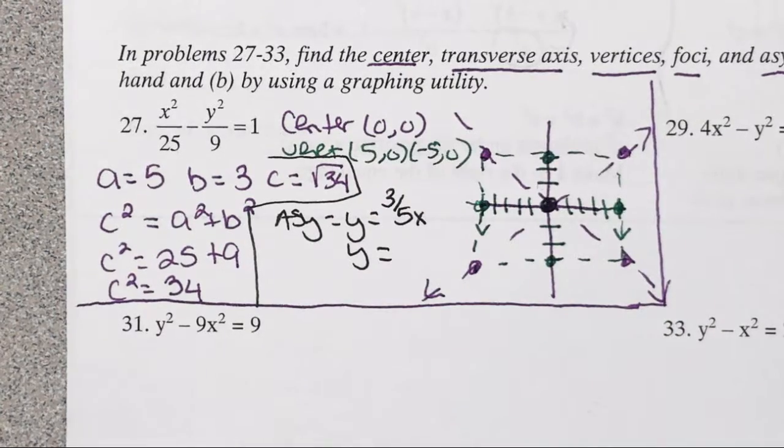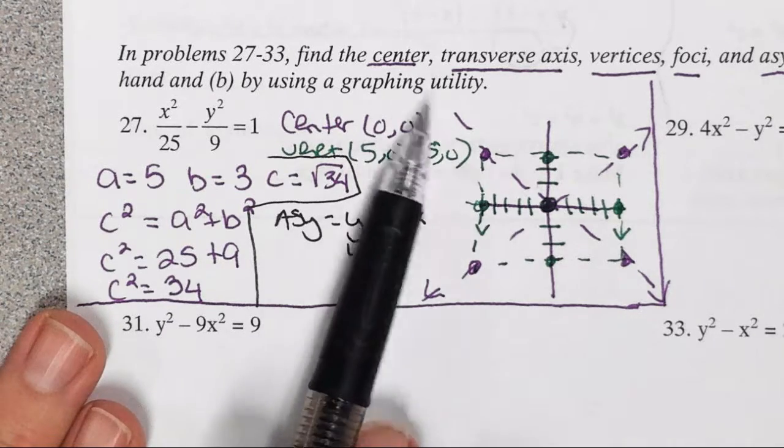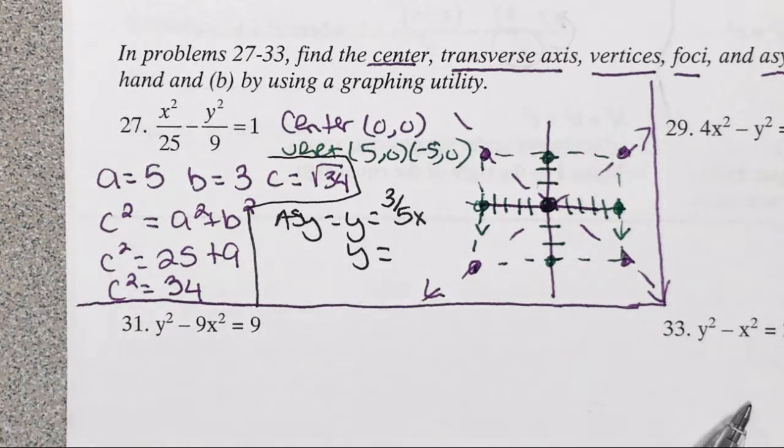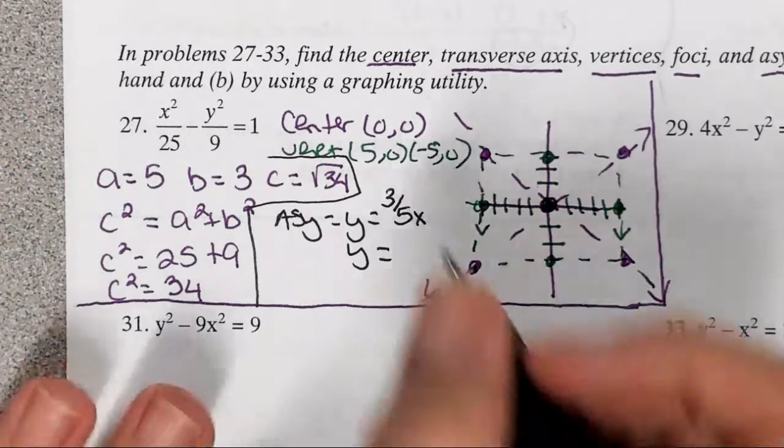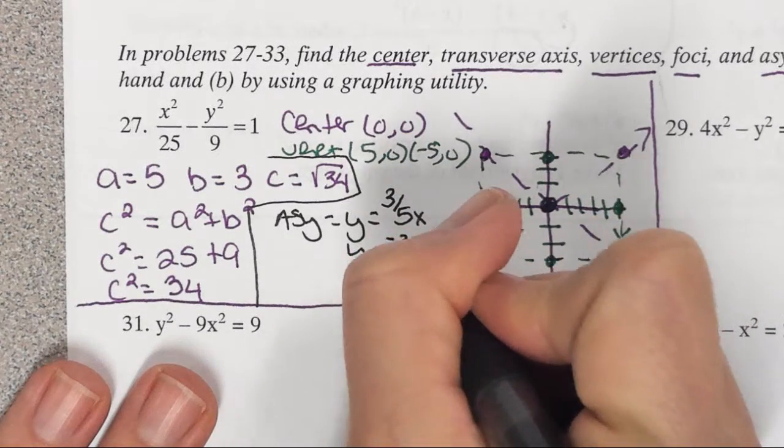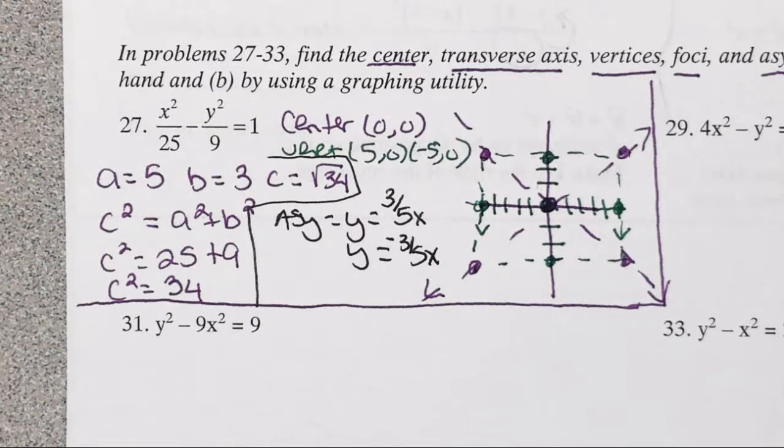And because I went through 0, 0, do I need anything else? No. That's your equation. It's not hard. This line right here, it's the exact same line, but the opposite direction. So what is its slope? Negative 3 over 5x. Is that hard to do? We haven't done it, but it's not hard.